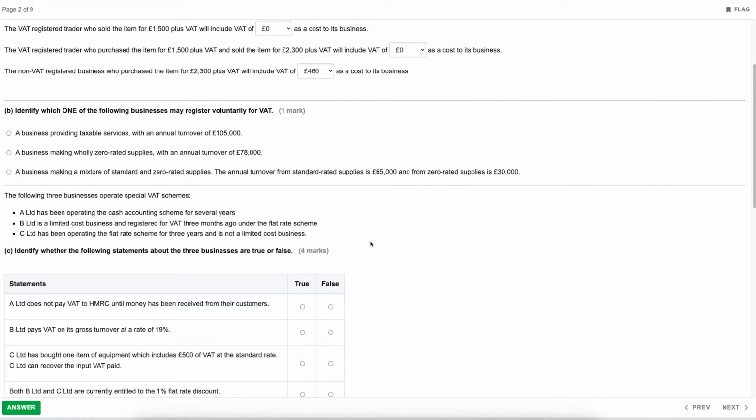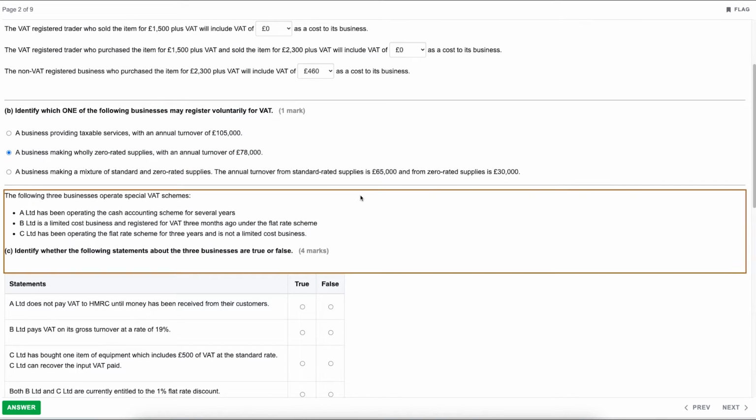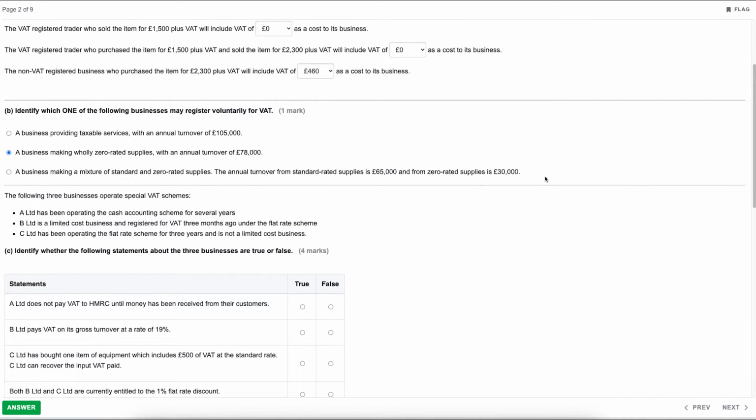The second one, a business making wholly zero rated supplies. Remember, zero rated are classed as taxable, and they have an annual turnover of £78,000. Now, because they are producing taxable supplies, they may register if they want to. There can be benefits for a business to voluntary registration depending on the types of goods that they make. Because their annual turnover is below the £85,000 threshold, but they do make taxable supplies, if they wish to, they may register voluntarily. So that would be the correct option. However, we will just check the bottom option as well, to make sure that that is incorrect.